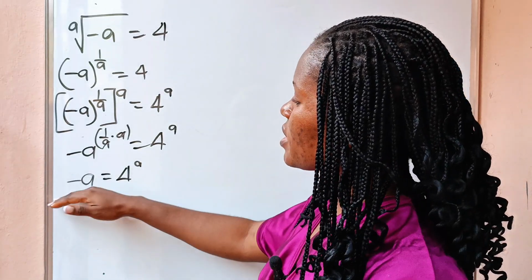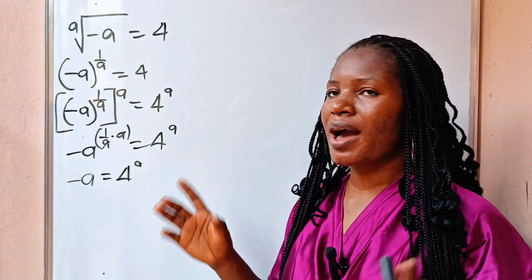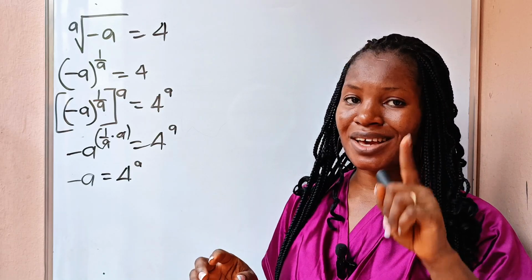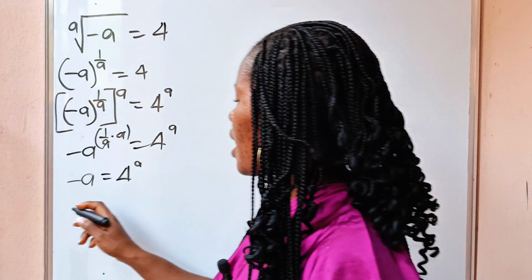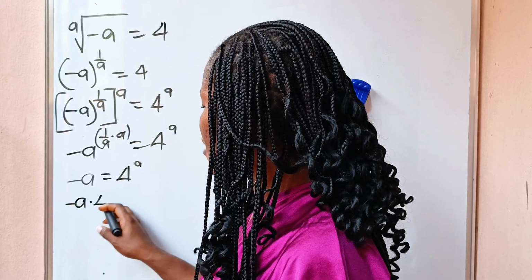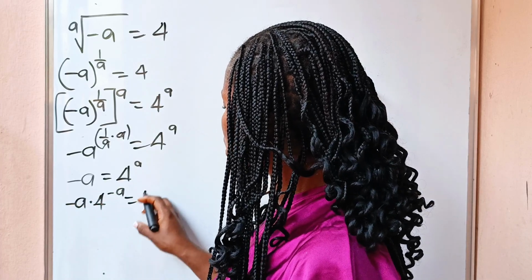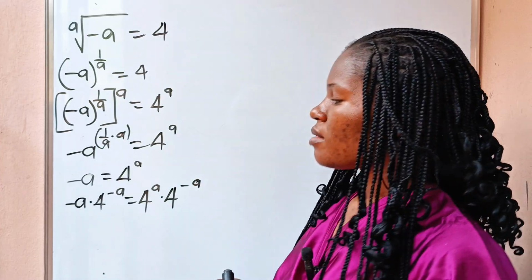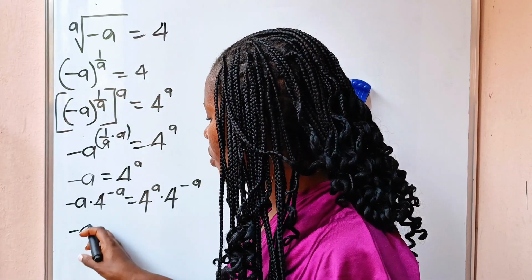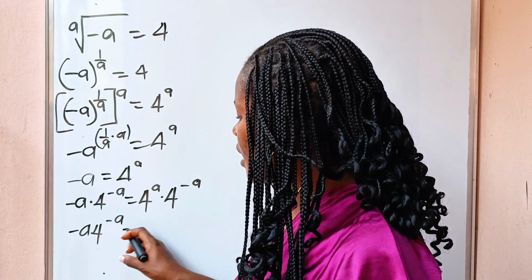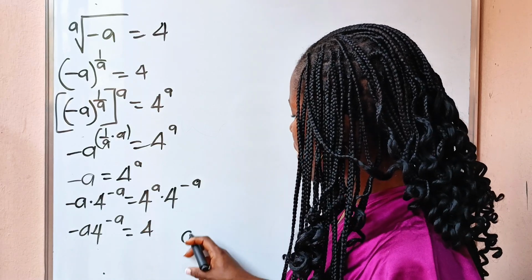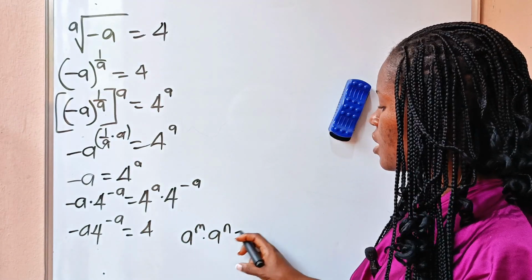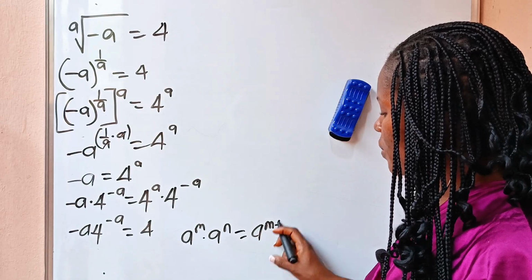Now let us multiply both sides of this equation by 4 to the power of minus a. I'm going to tell you why I'm doing that in a jiffy. So we are going to have minus a multiplied by 4 to the power of minus a is equal to 4 to the power of a multiplied by 4 to the power of minus a. Now we have minus a 4 to the power of minus a is equal to 4, because when you have a to the power of m multiplied by a to the power of n, this is equal to a to the power of m plus n.